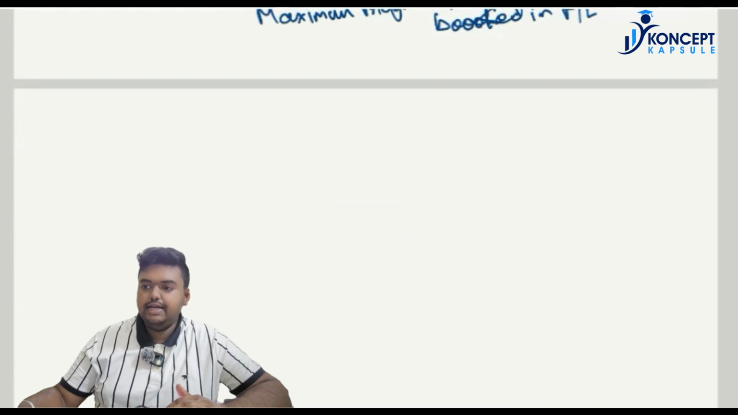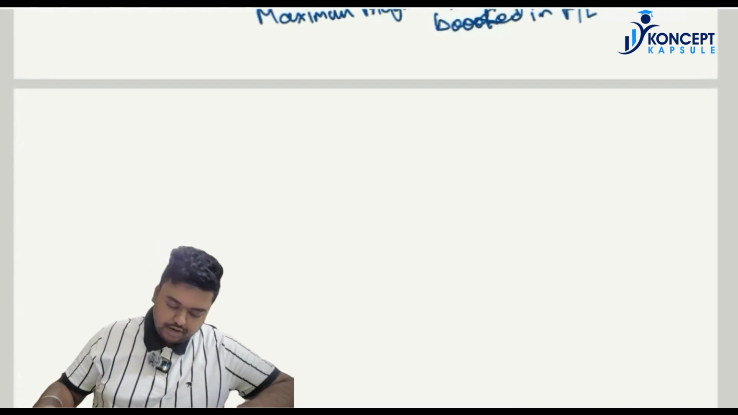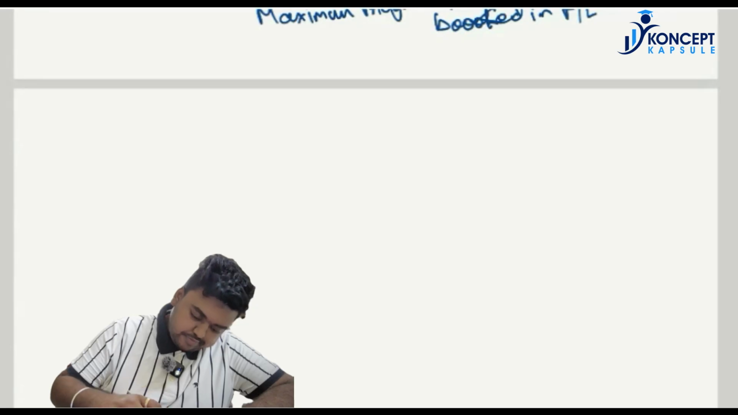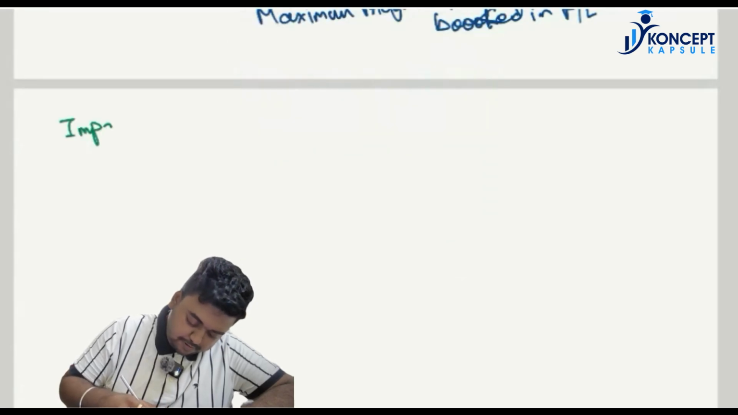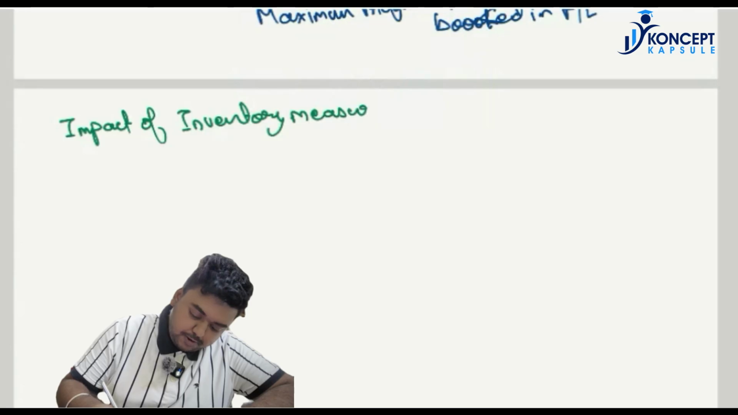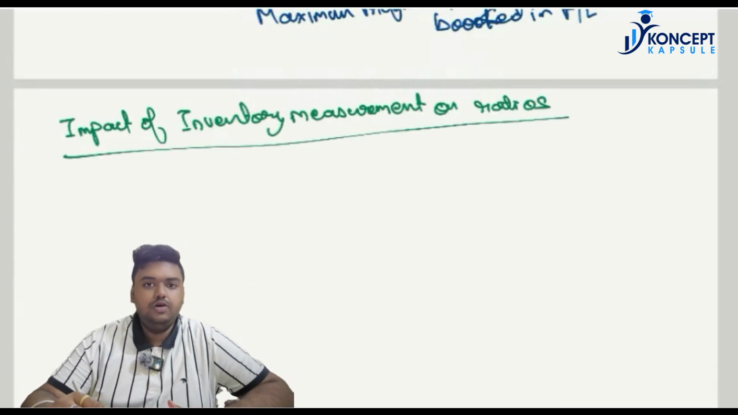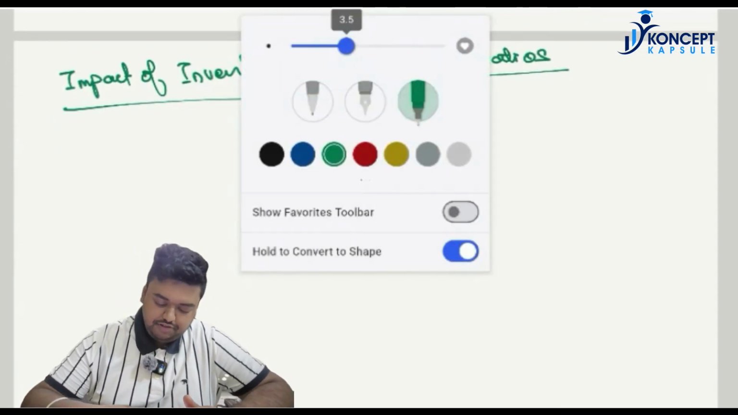What are the analytical aspects we are talking about? We are talking about the impact of inventory measurement on ratios. Okay. So let us take a couple of instances.